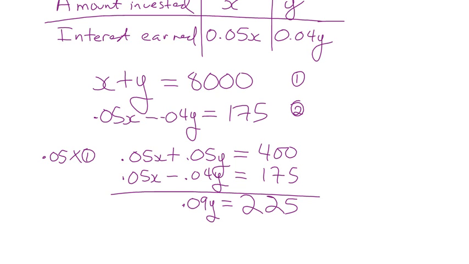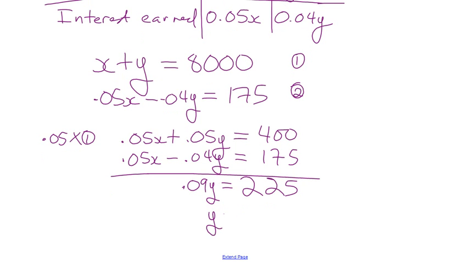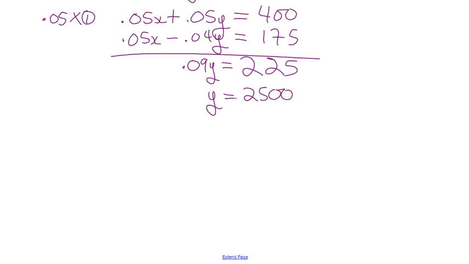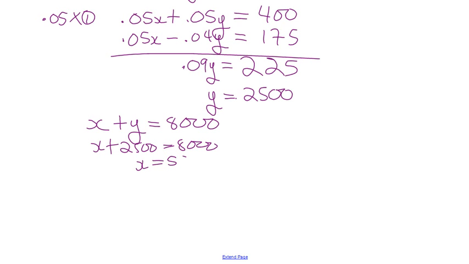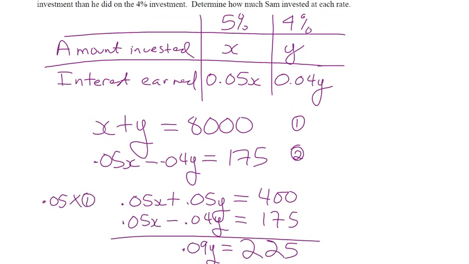And what's y equal to? Well, 225 divided by 9 is 25, so y is 2,500. So, what's x equal to? Now, if you want to show it, you do that. x plus 2,500 equals 8,000. x equals 5,500. So before we state that in a statement, let's go back and check.